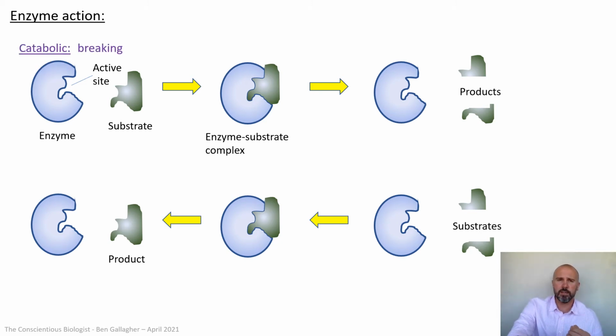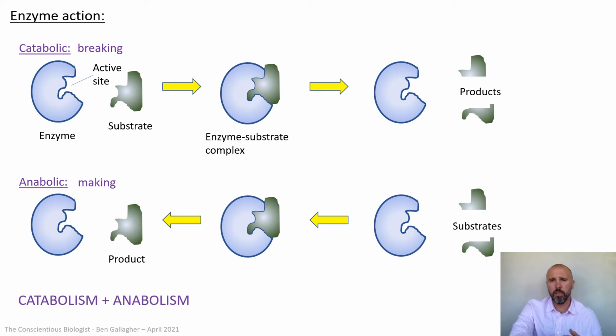Now, there's names for this. Enzymes that break things down are called catabolic. Enzymes that build things up are called anabolic. Now, the combination of all the catabolic reactions and the anabolic reactions in all your cells is what gives you your metabolism. So catabolism plus anabolism equals metabolism. Those should be familiar from GCSE, but they might not be. So take a screenshot of this if you're going to find it useful.